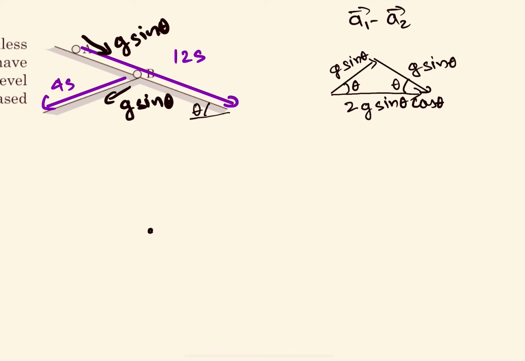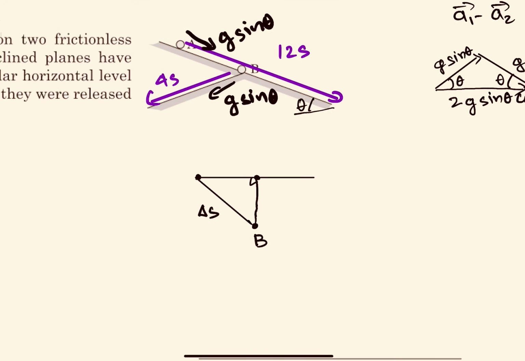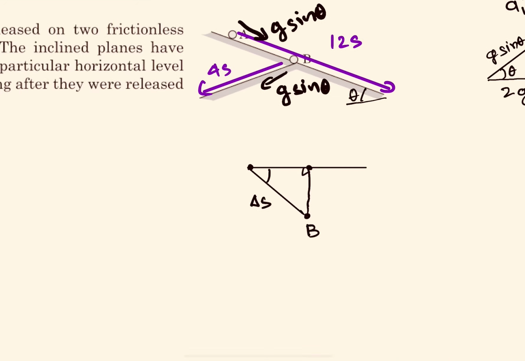So in the frame of B, what will happen? A, which is some distance away, let's say delta S away, will appear to move along this straight line, because relative acceleration is this way. It will appear to move along this straight line with this much acceleration. Okay, so when will it have minimum separation? When it is perpendicular, right? So at this point it will have minimum separation. So we have to find the time at which that happens.